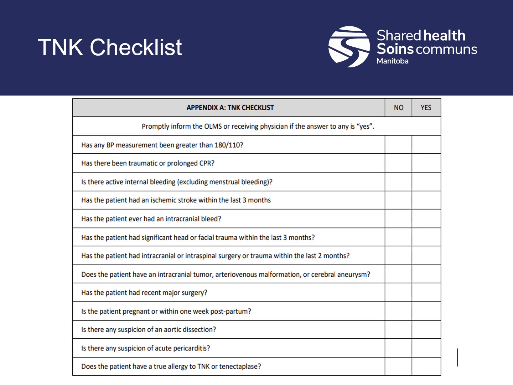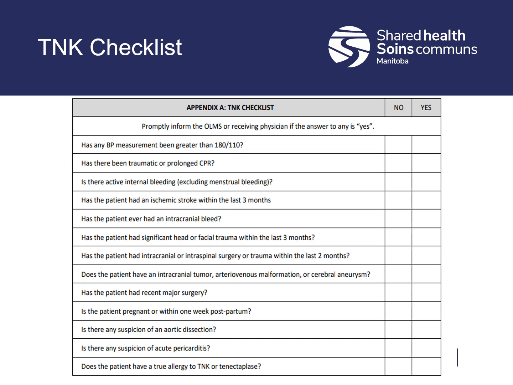While en route to the closest emergency department, we're going to collect information from the TNK checklist that's found in Appendix A of the ACS and STEMI care map. You're going to relay any yes answers to the receiving physician, and this will allow them to decide if the patient is a candidate for pharmacological reperfusion therapy or not. There are hard and relative contraindications.